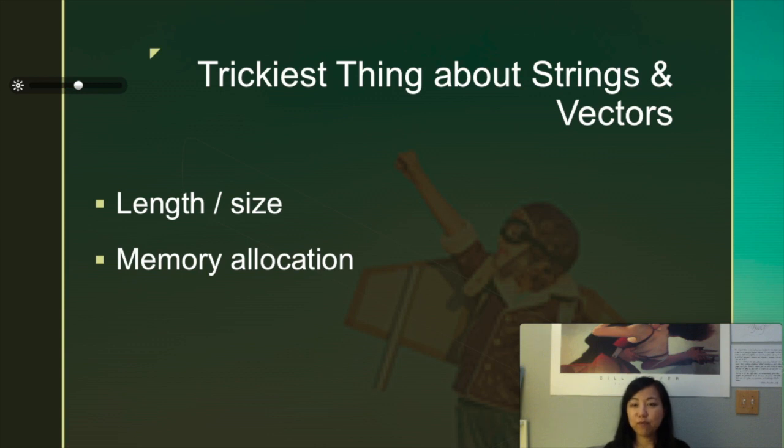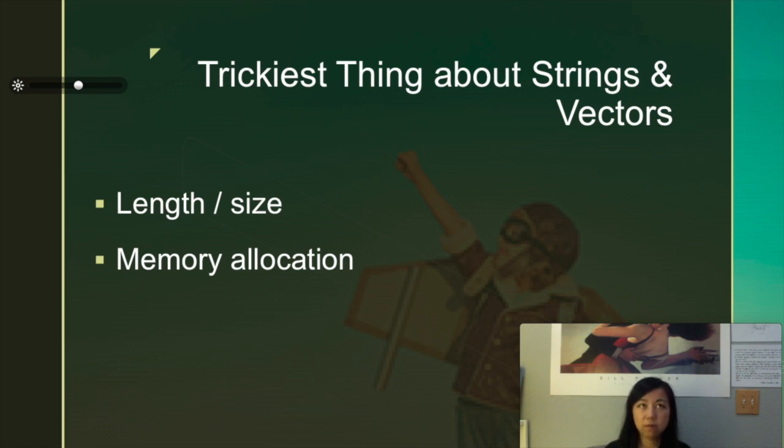Before we start to play with text, we are going to talk about the trickiest thing in this whole module. It's about length, size, and memory allocation. Everything we are going to talk about, including cstring, string, and vectors, you have to be careful about the size that you allocated for its memory.